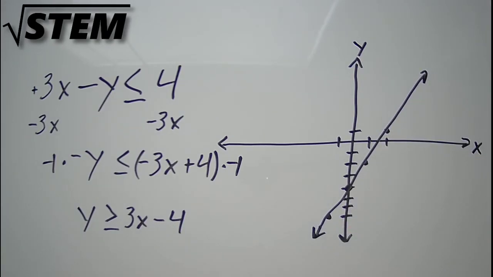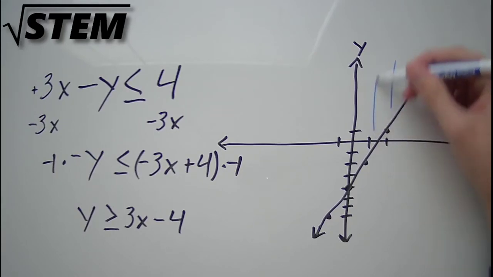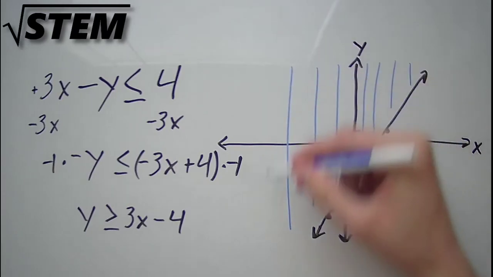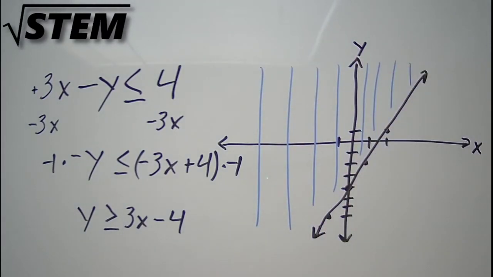And now, which side of the plane do we fill in? Well, this says that y is greater than or equal to 3x minus 4, which means y can equal everything on this line or everything greater than this line. So we'll shade in the top part of our xy plane. So that is what this inequality is telling us.